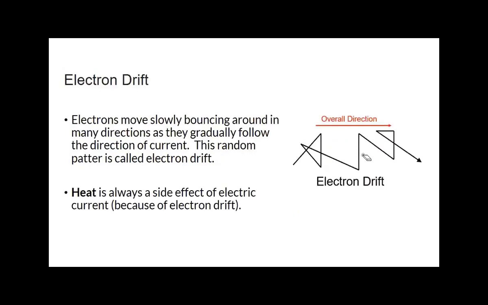Electron drift: the reason why we have a wire that will heat up is because electrons kind of know where they're going, but they don't go directly there. They bounce all over the place. All that extra moving around is going to create heat. Heat's going to be a side effect. You might want to circle that. Heat's a side effect of electron drift. More current, more electron drift, therefore more heat, and therefore possibly more danger.